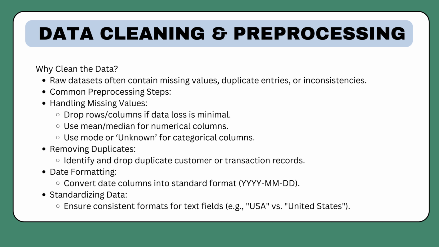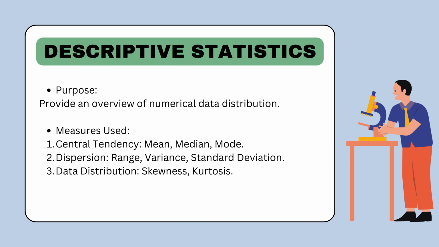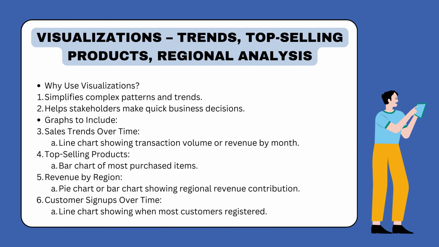Data cleaning and preprocessing. Raw datasets often contain missing values, duplicate entries, and inconsistencies. To ensure accuracy, we clean data by handling missing values, removing duplicates, formatting dates, and standardizing text fields. Descriptive statistics. To better understand numerical data, we use descriptive statistics. Measures like mean, median, and mode describe central tendencies, while variance and standard deviation help analyze data dispersion. Additionally, skewness and kurtosis provide insights into data distribution.